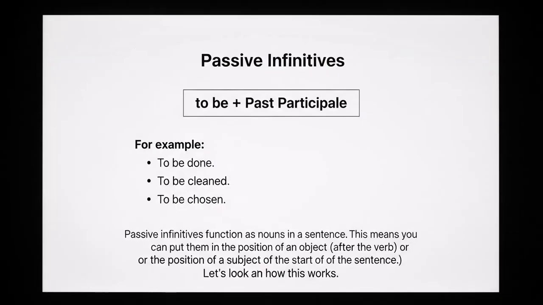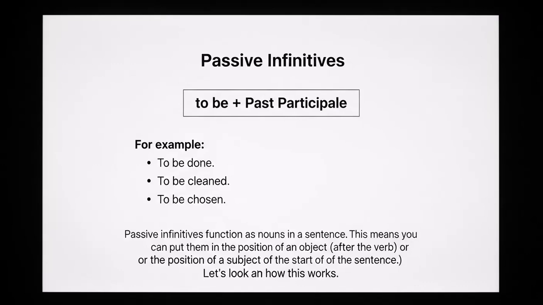You likely already know the active infinitive, which is simply to plus a verb, like to do or to eat. But the passive infinitive is different. It focuses on the person or thing receiving the action, not the one doing it. The structure is very consistent. It always begins with to be, followed immediately by a past participle. For example, to be done, to be cleaned, to be chosen.